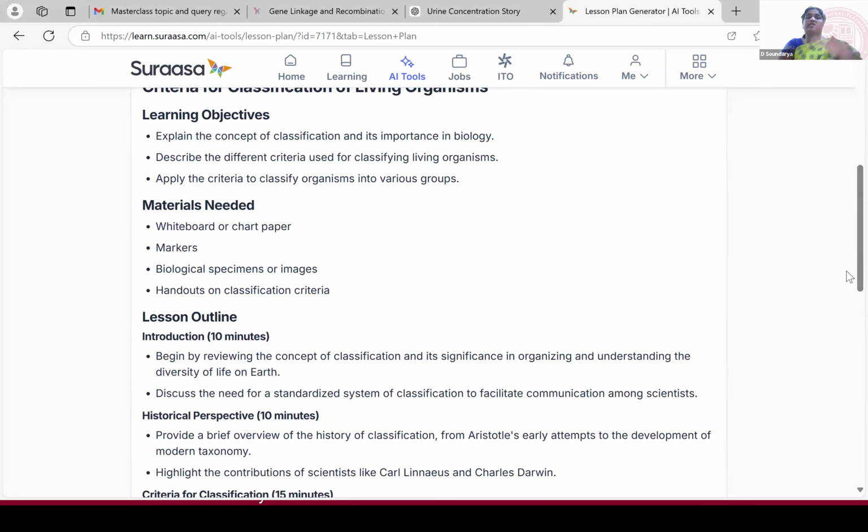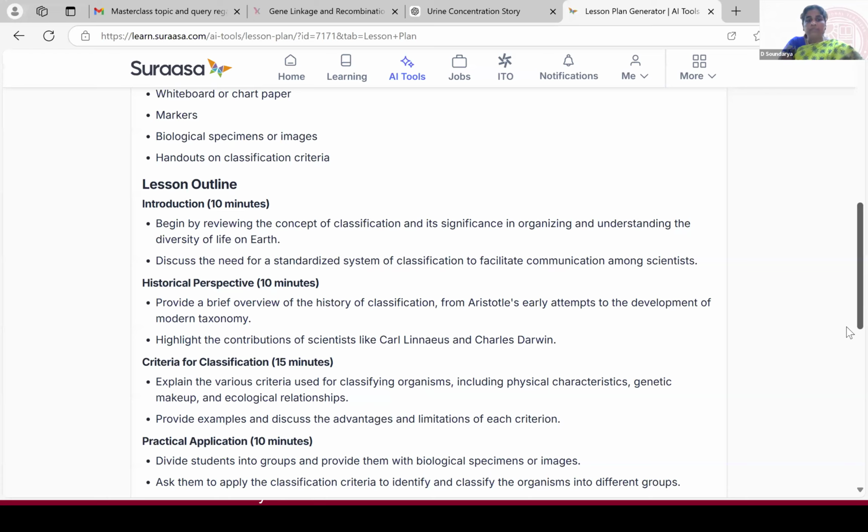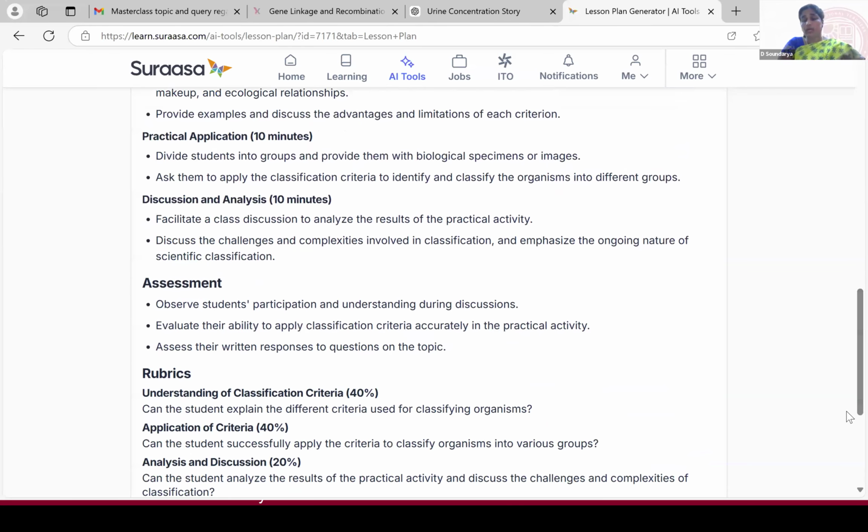So when we come down here, you can see the Surasa platform itself has given me all these options. It has given me the learning objectives. It has given me the materials I need, the lesson outline, as well as the assessment I need to conduct and how to judge my students based on these rubrics.